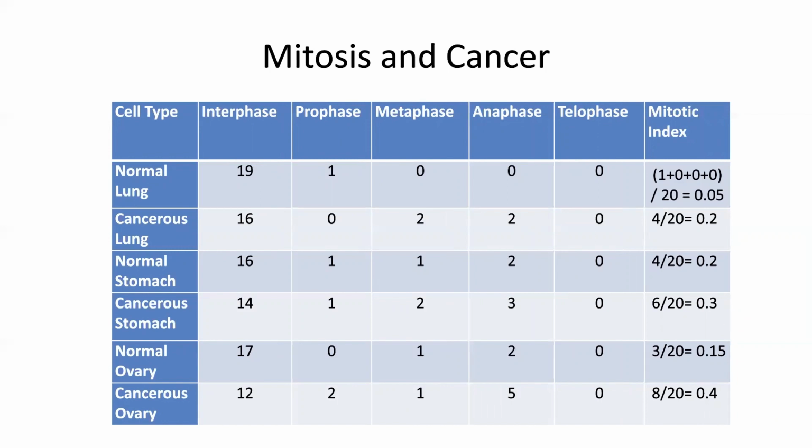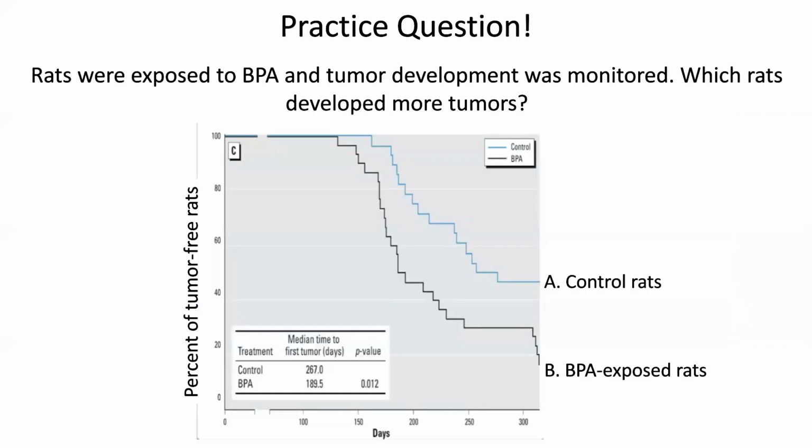Practice question. Rats were exposed to a chemical called BPA. You've probably heard about this chemical. It's what's in plastics that makes plastics nasty for health. So BPA, and then the tumor development rate was monitored in these rats. Which rats developed more tumors?